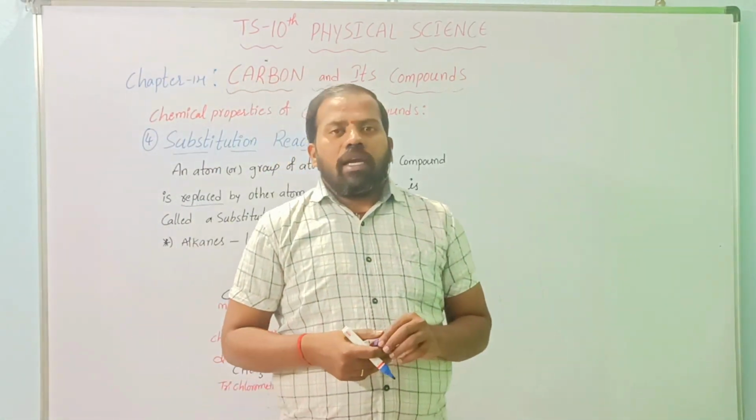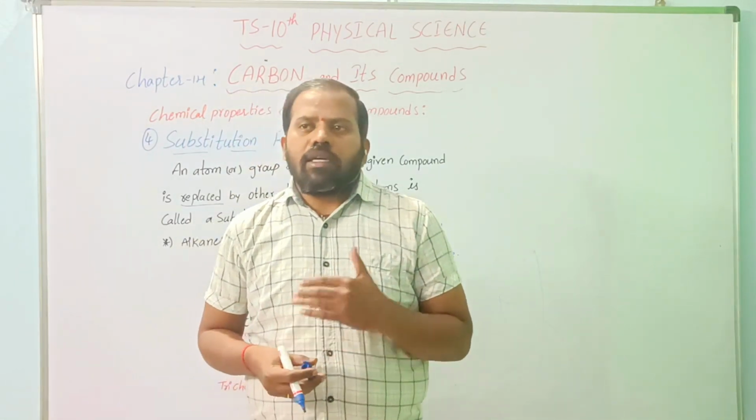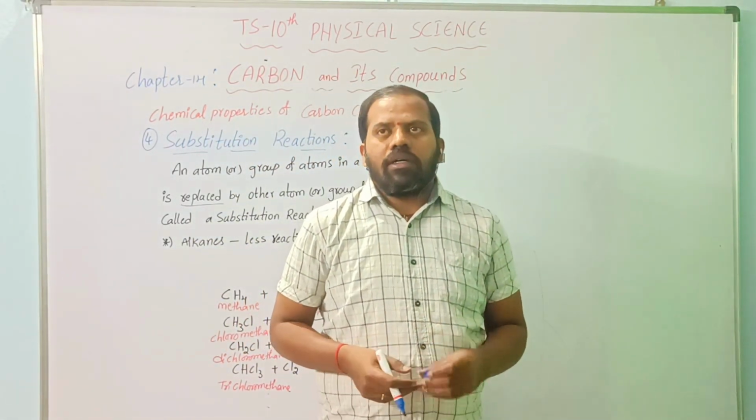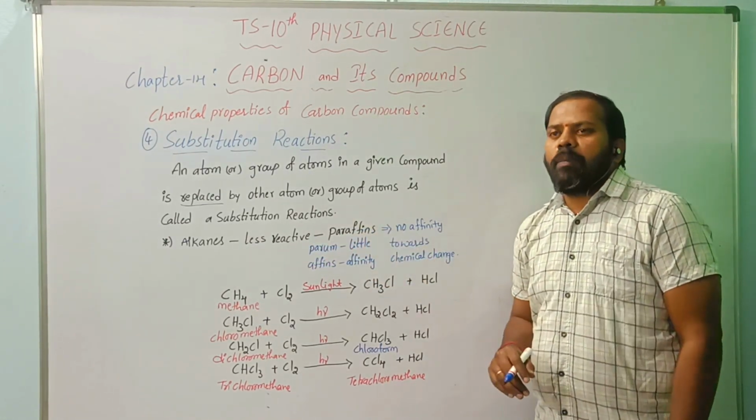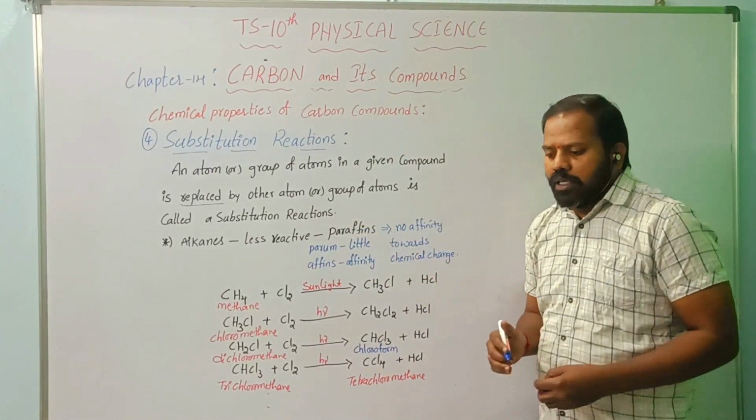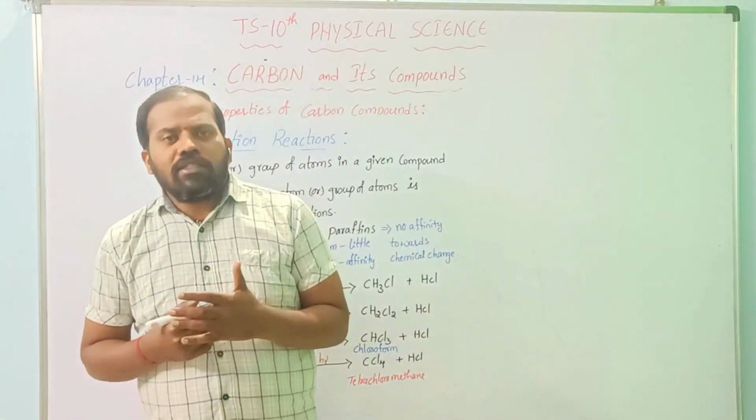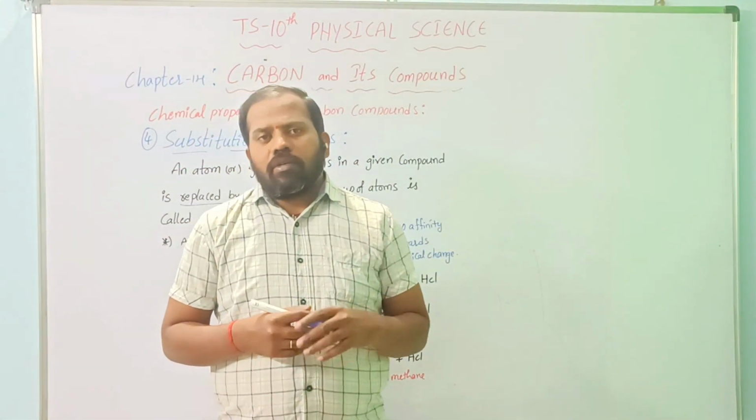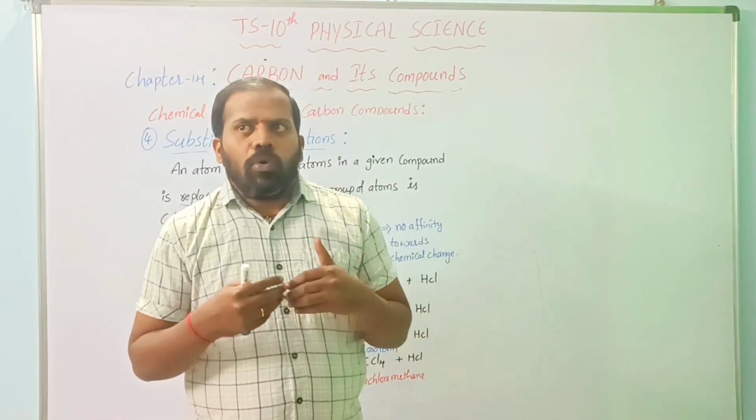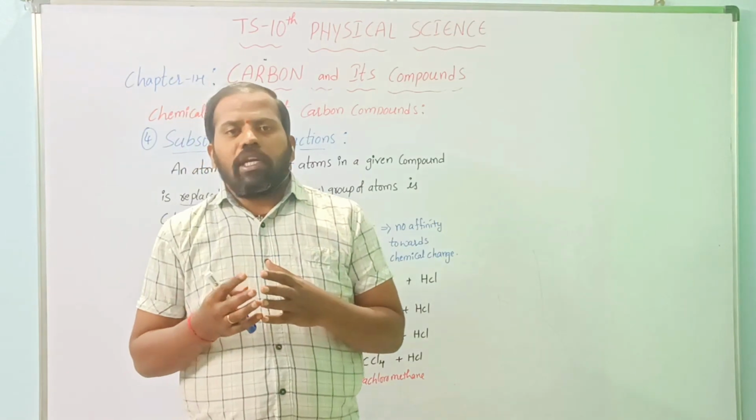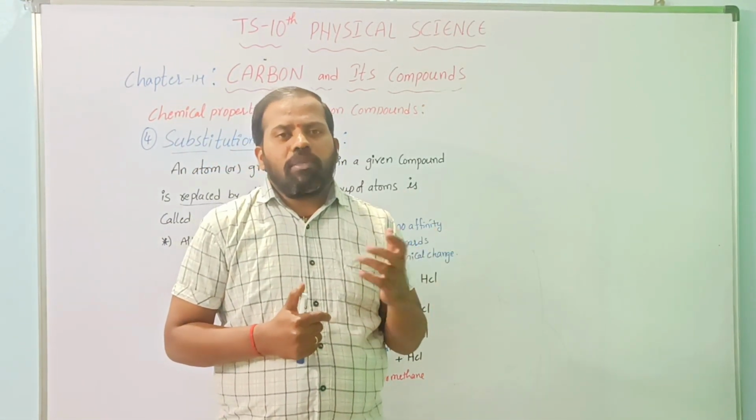In substitution reactions, alkanes can be involved. Actually, alkanes are less reactive, so we can say they are paraffins, meaning no affinity towards chemical change. These are very less reactive. But in the presence of sunlight, alkanes will react with the chlorine molecule. The more electronegative element chlorine can replace one hydrogen in the methane molecule.